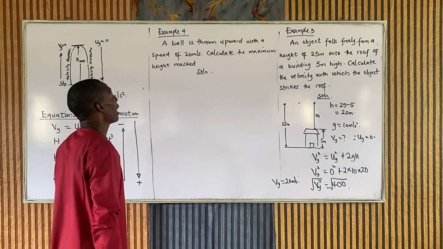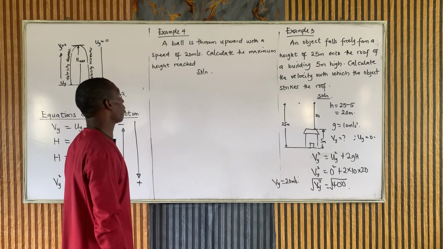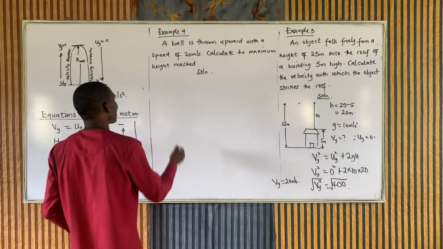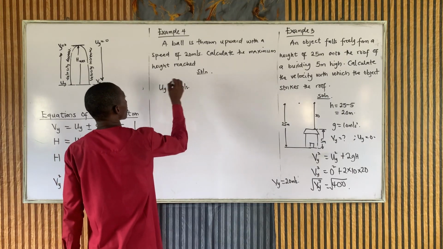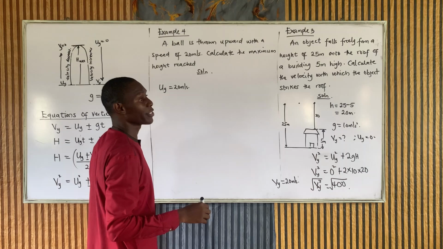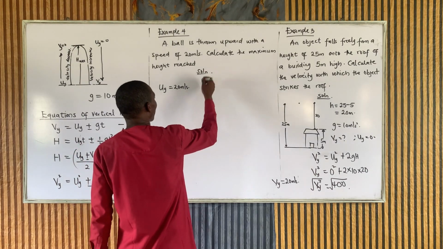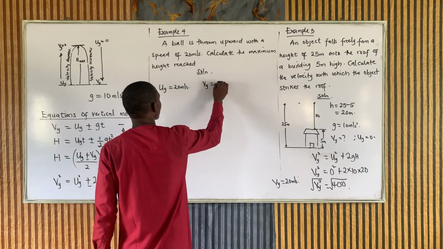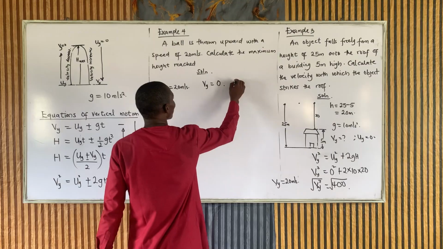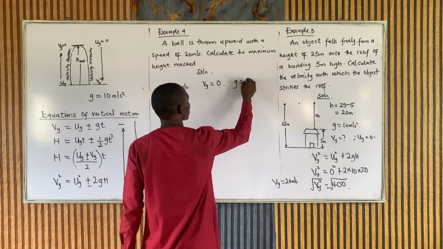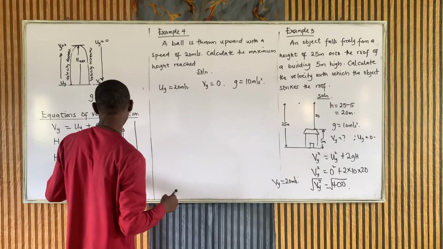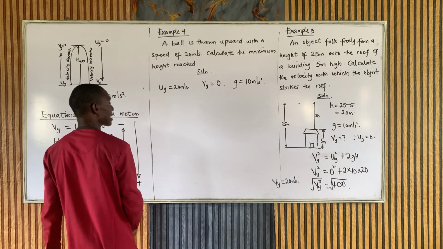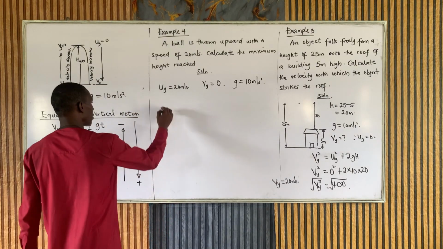Example 4. An object is thrown upward with a speed of 20 meters per second. That's the initial velocity. Calculate the maximum height reached. Once you say calculate the maximum height, I know that Vy is 0. Then I have my g, 10 meters per second squared. And so what equation should I use here? I'm going to use the fourth one, because that's what will suit this question.